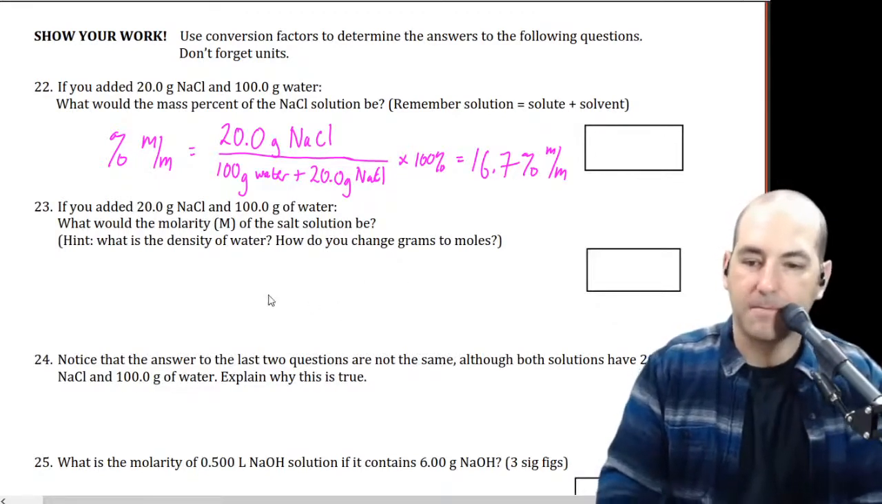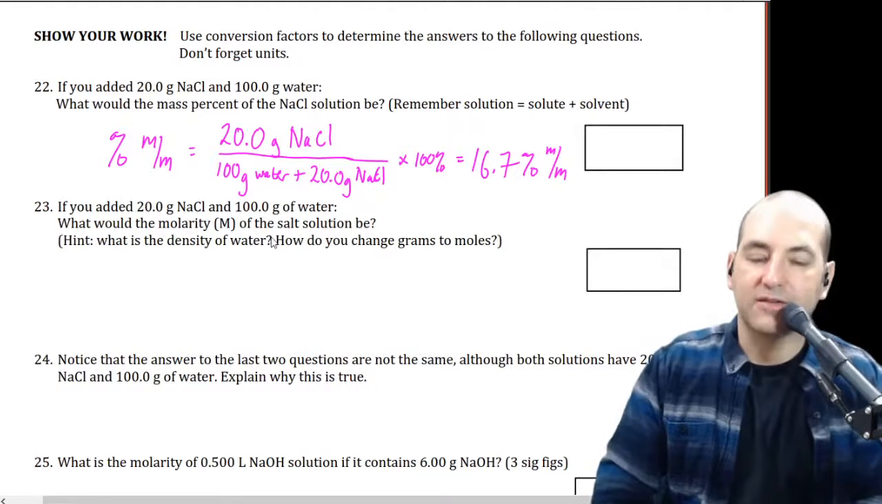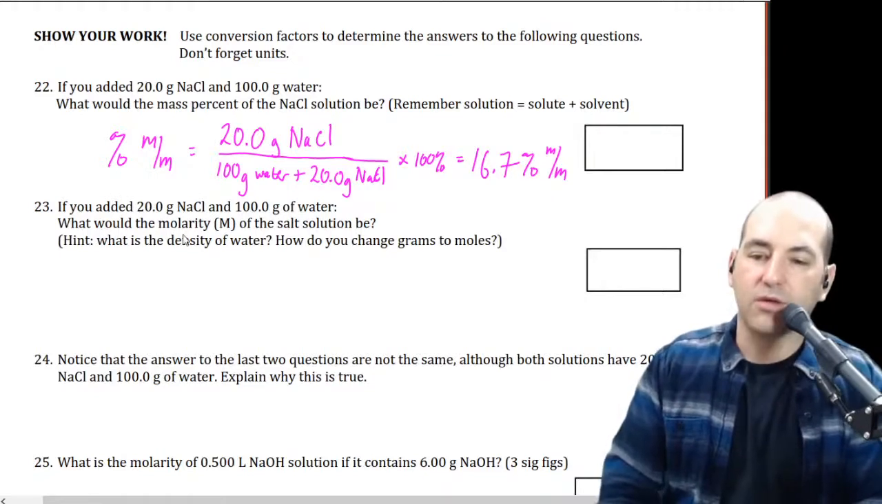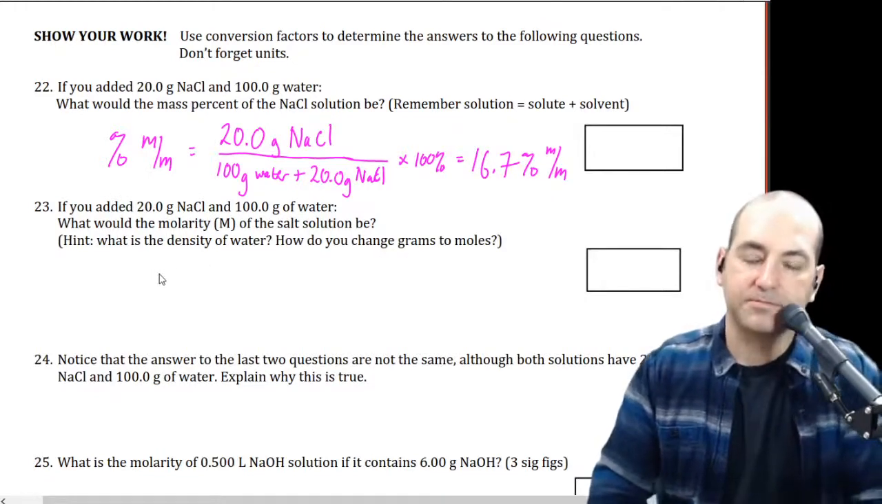All right. So now let's look at that same solution and see if we can figure out what's going on here. So we have 20 grams of sodium chloride, 100 grams of water. What would the molarity of the salt solution be?